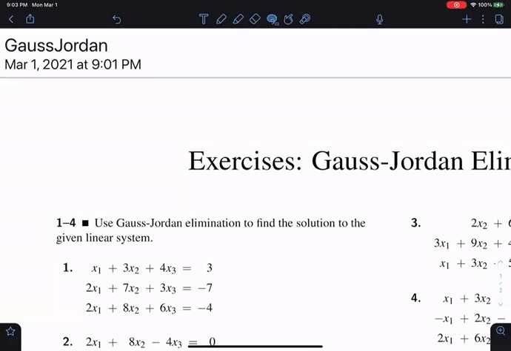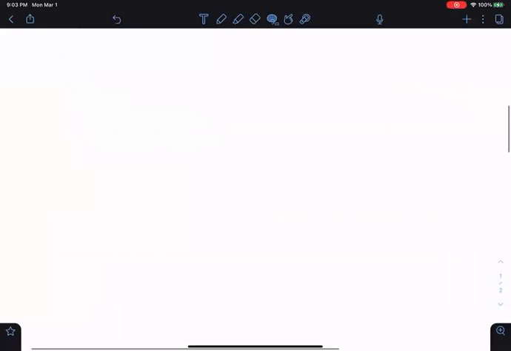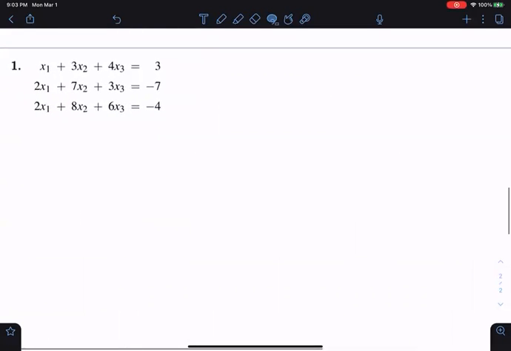Okay, guys, here they want us to use Gaussian elimination to solve the system of equations, right? And to be more exact, they want you to use Gauss-Jordan. Basically, we have to get the identity. So the goal is this.